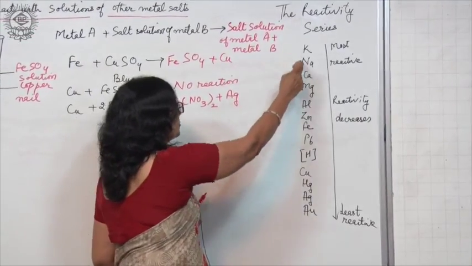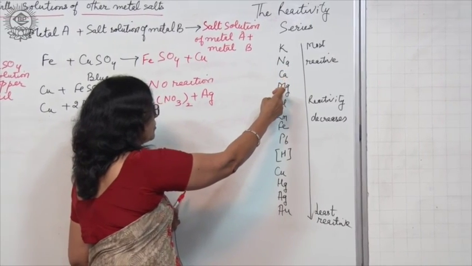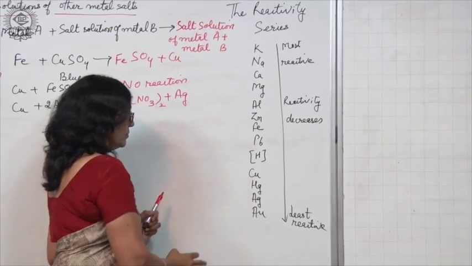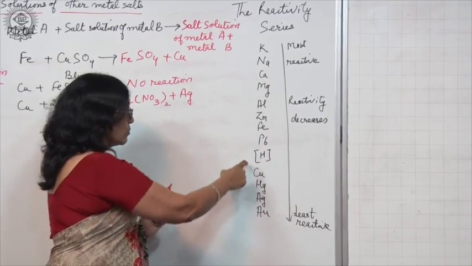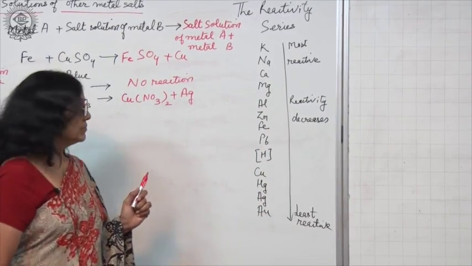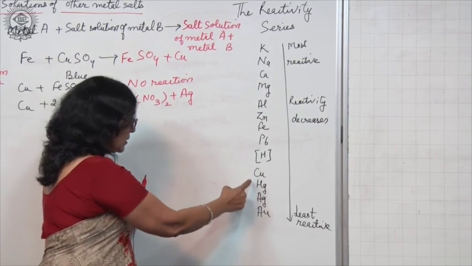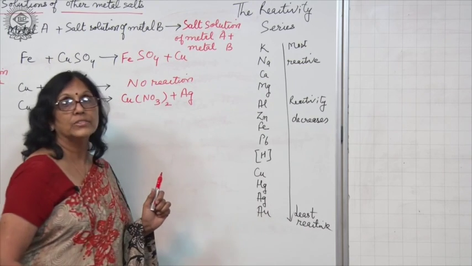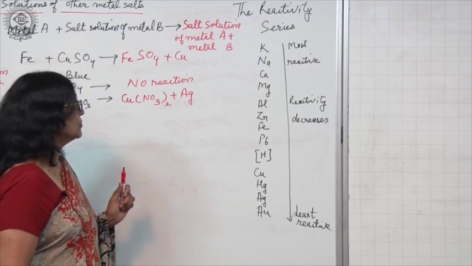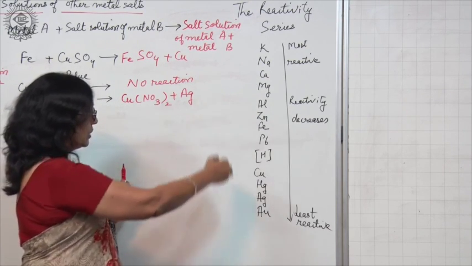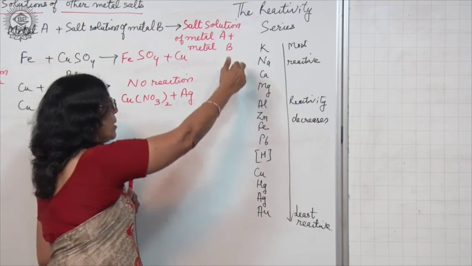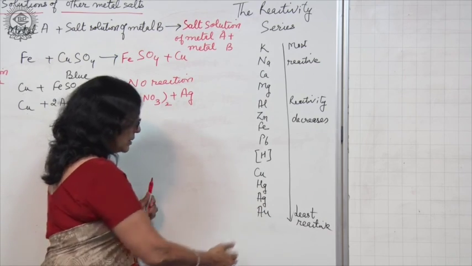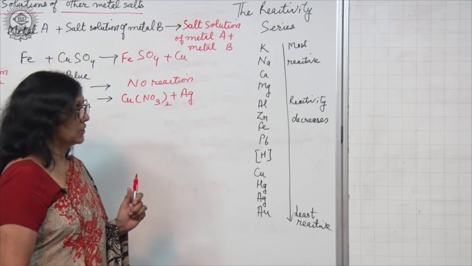So, potassium, sodium, calcium, magnesium, aluminium, zinc, iron, lead, all are more reactive than hydrogen, and all other metals like copper, mercury, silver and gold are less reactive than hydrogen. So, this is the reactivity series. At the top are the most reactive metals and at the bottom are the least reactive metals.